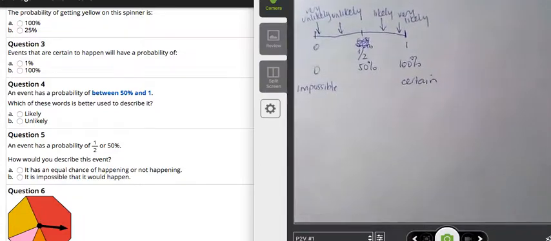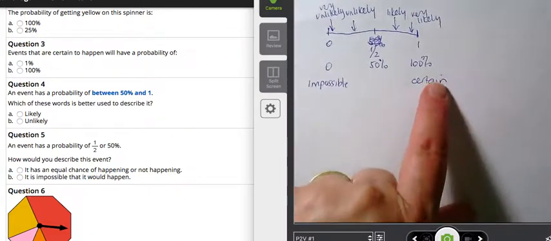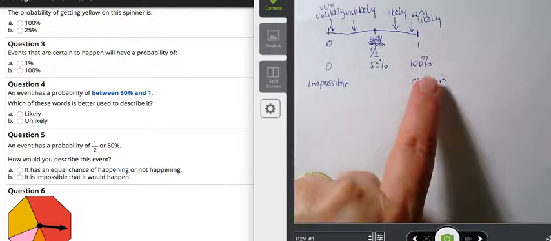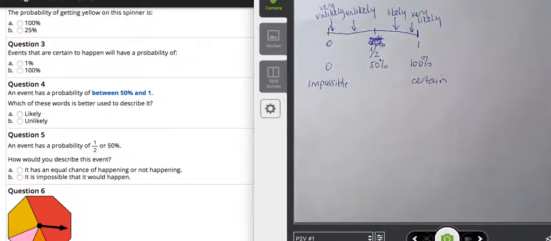Okay, so just remembering that language. We have impossible for 0, a probability of 1 is certain, or 100%, remembering that probabilities range from 0 to 1. Okay, so question 4, an event has a probability between 50% and 1, so between 50% and 1, it is going to be likely.